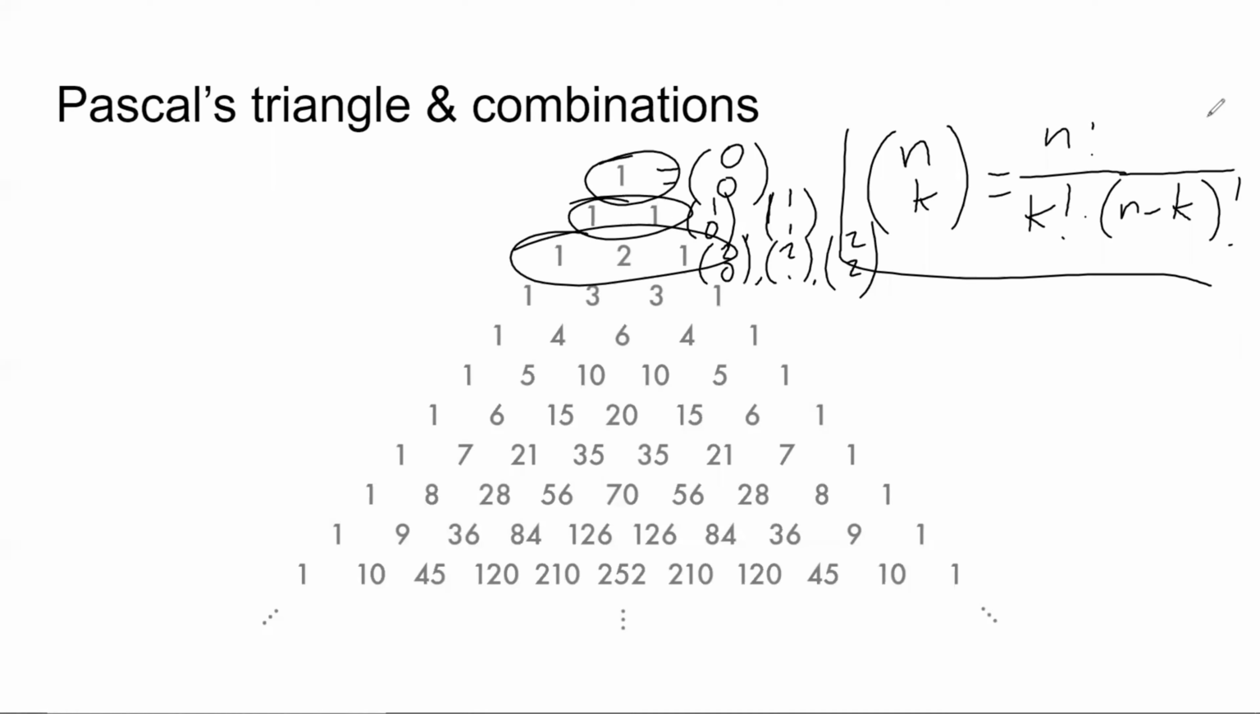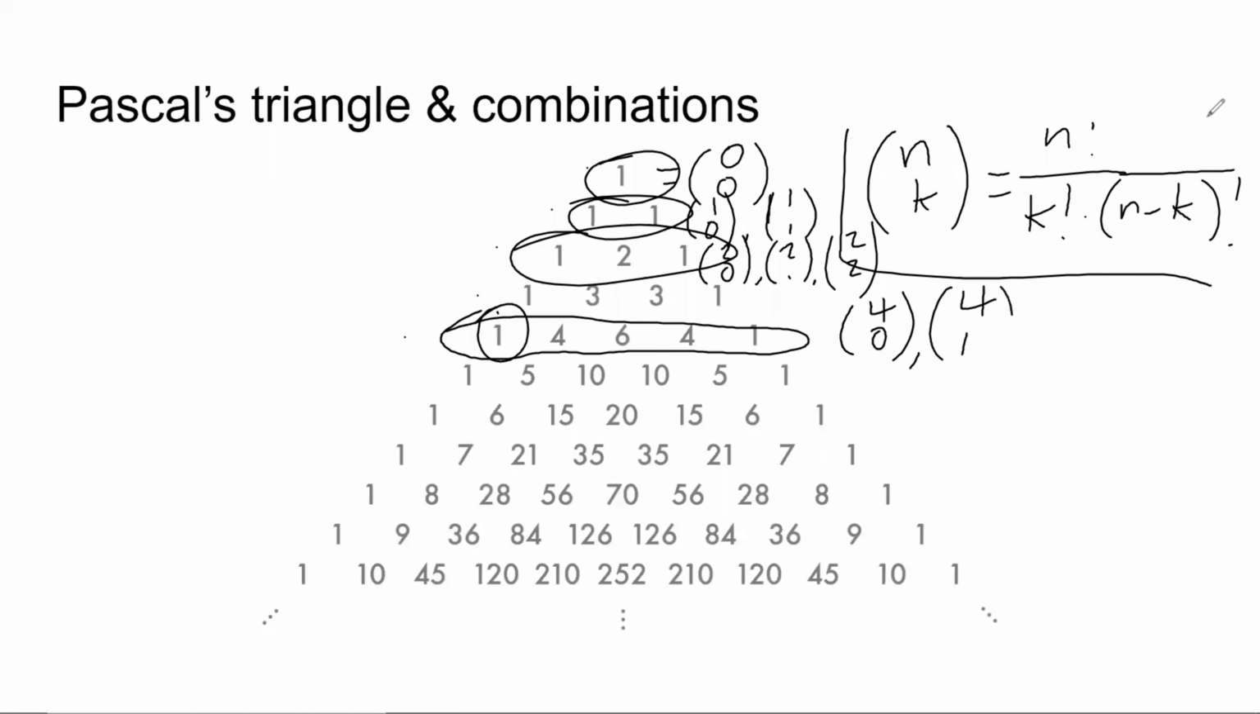And basically, let's say we go down to this row. So this would be 0, 1, 2, 3, 4. This would be the fourth row. So the first number we can predict by using 4 choose 0. The second number is 4 choose 1. The third number, which is 6, is 4 choose 2, and so on. So you can see that if we use combinations, we can basically predict every single number in this triangle. Does anyone have any questions?